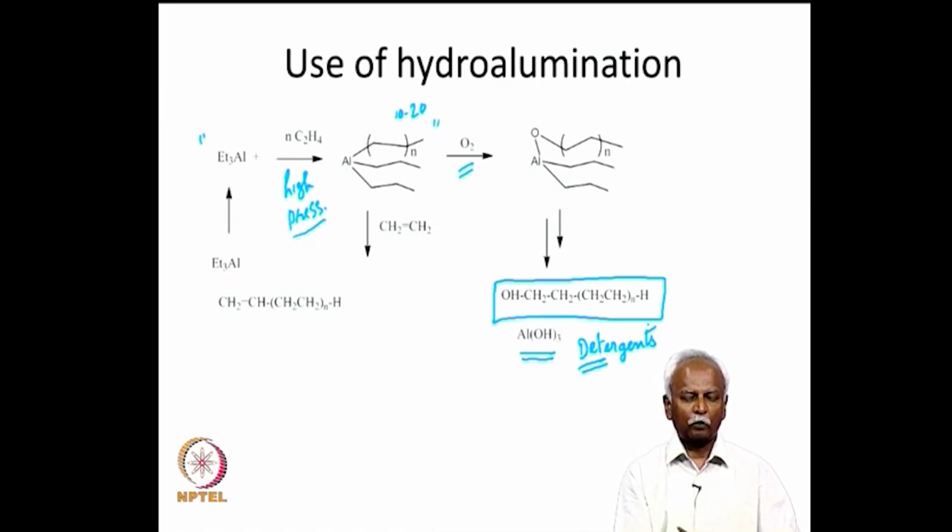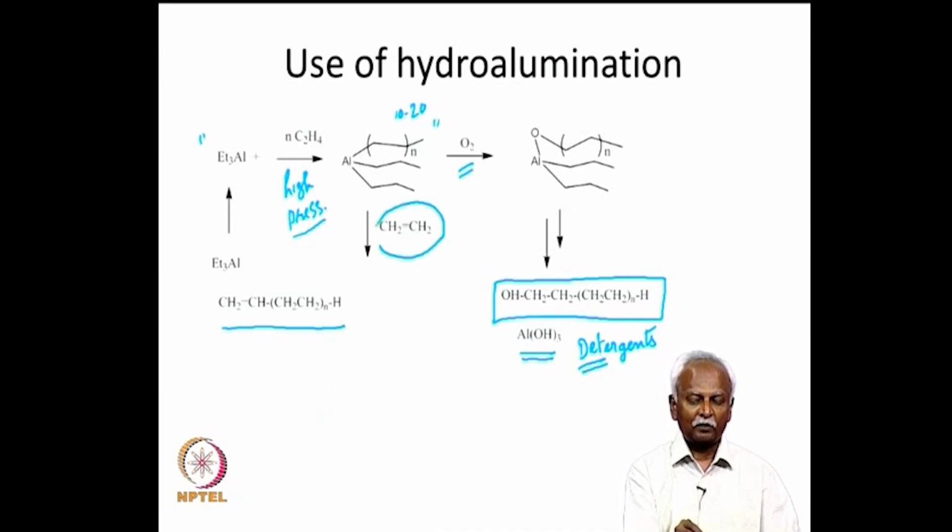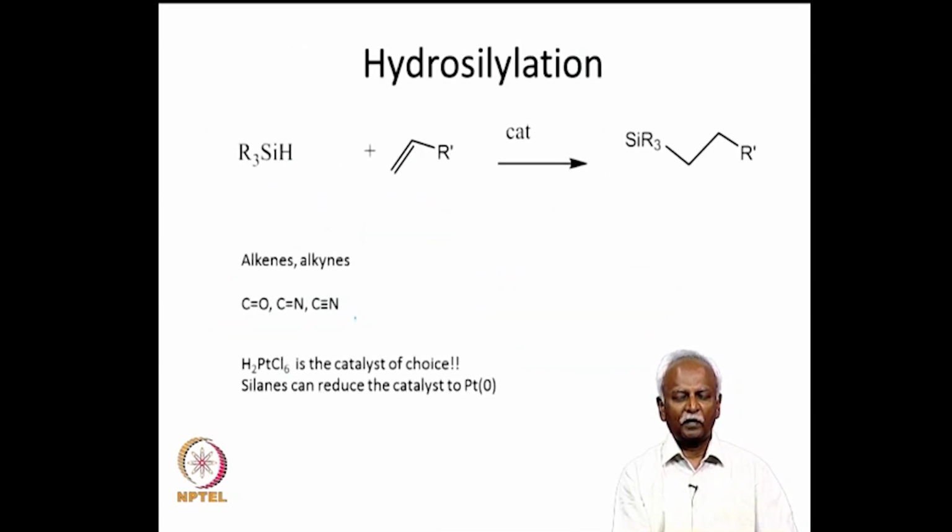So, you can also make simple terminal alkenes with long chains, n equals 10 to 20, as I mentioned to you before, by treating it with a high pressure of ethylene, so that the whole chain growth is stopped, and the bulky alkene is ejected from the coordination site. So, hydroalumination turns out to be an extremely useful reaction.